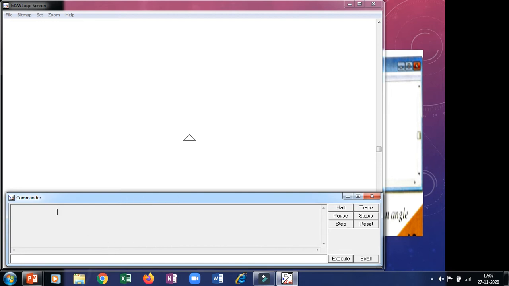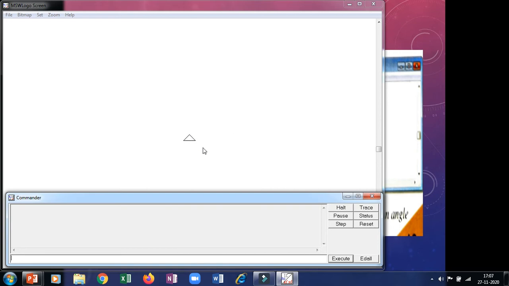Now this commander window is again divided into two parts. Here we are writing the commands. Before that, this triangle on the screen is known as the turtle. Whichever commands you give, the turtle will work on that command, and this is a basic programming language. It uses simple language, the way we speak in English, so it is easy for you all to study. The turtle will understand the commands we write, and will work on that command.